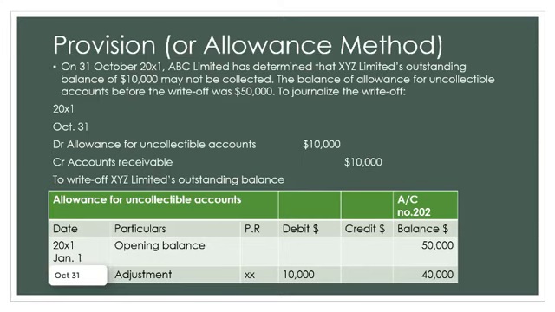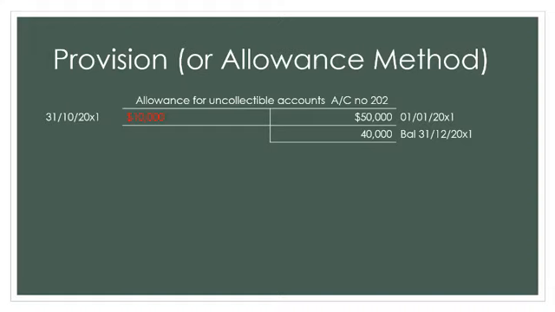So when you post it in the ledger, before the write-off we have $50,000, and then you have to debit that one, $10,000. That is your adjustment, and then credit balance of $40,000. Okay, so if you put that in the T account, it will be like this.